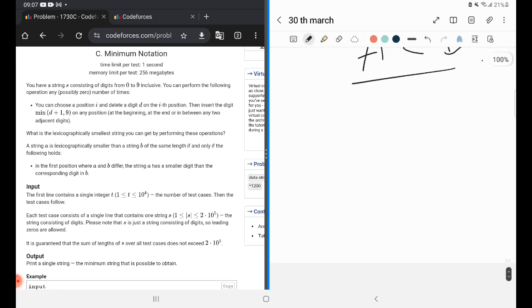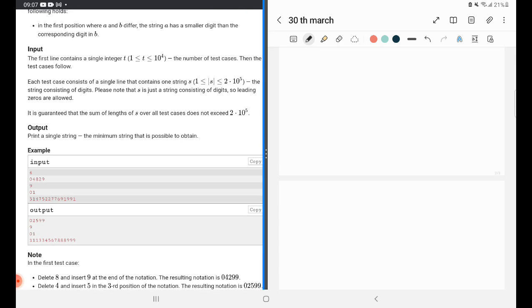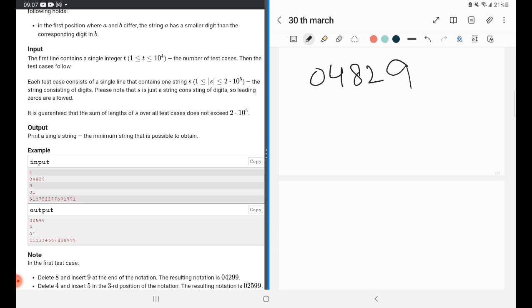So now let's think about the approach to solve this problem. We'll first look at a test case that will help us to understand. So 0 4 8 2 9 is the first test case, and the answer to that is 0 2 5 9 9. So let's see how we can reach that particular answer.